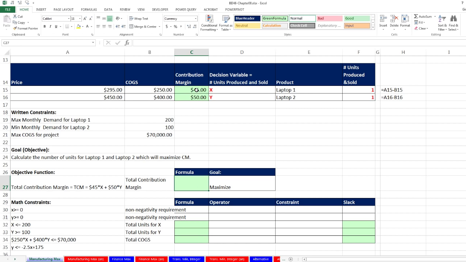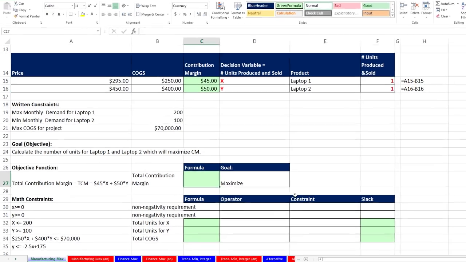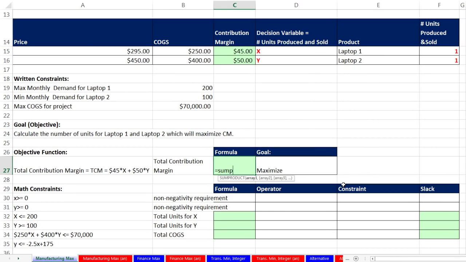So here it is. We take these two cells times these two cells. That sounds like the perfect job for the SUMPRODUCT function. Now array 1, I'm going to select the two contribution margins. Those are also called the coefficients of our decision variables, comma, array 2. I'm going to take our decision variables. Now here we only have two, right? But later we'll have many, and so the SUMPRODUCT will come in quite handy. And Enter. Our goal is to maximize.